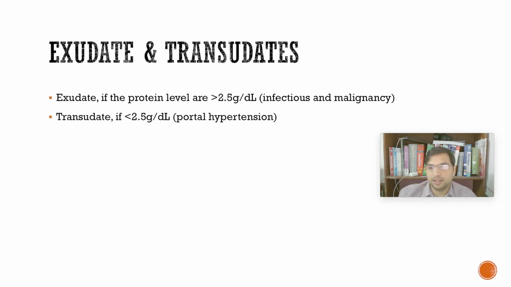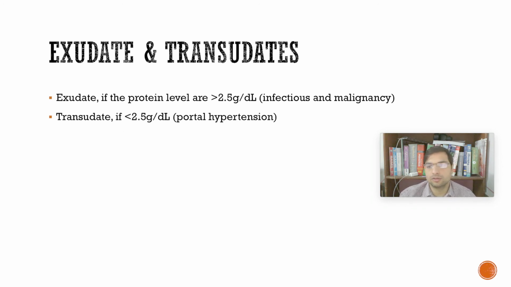Because of the portal hypertension, the causes of portal hypertension will lead to transudative fluid of ascites, or ascitic fluid will be transudate in origin. See, these exudates are infectious or malignancies. So mostly they will not be having transparent color. Mostly they will be having some brownish or yellowish color, or if it is malignancy, it could be having reddish color because of the blood, right? Whereas transudates are mostly transparent, translucent in color.